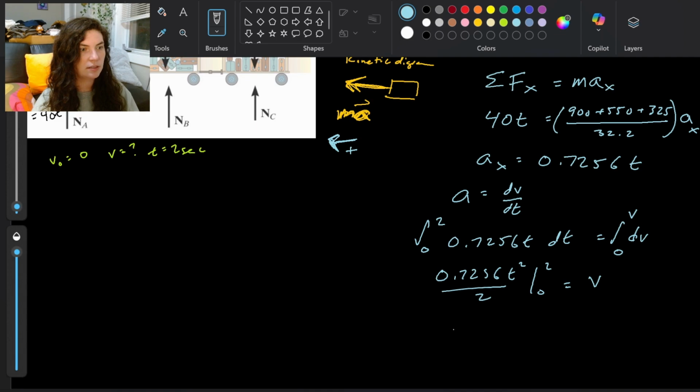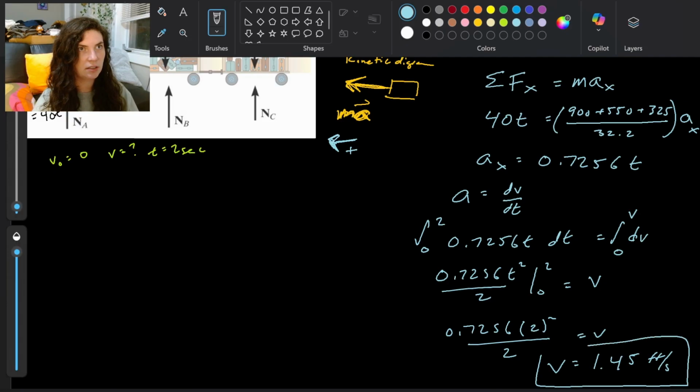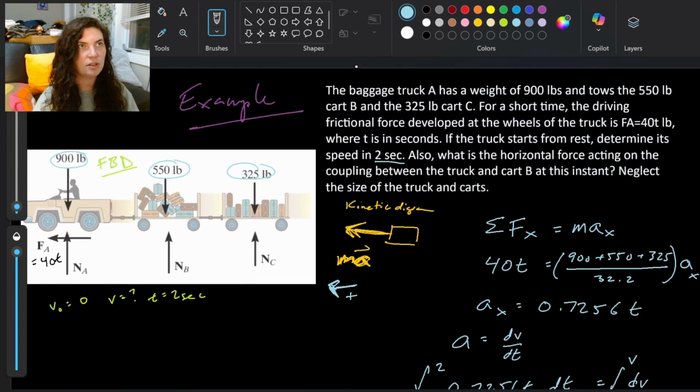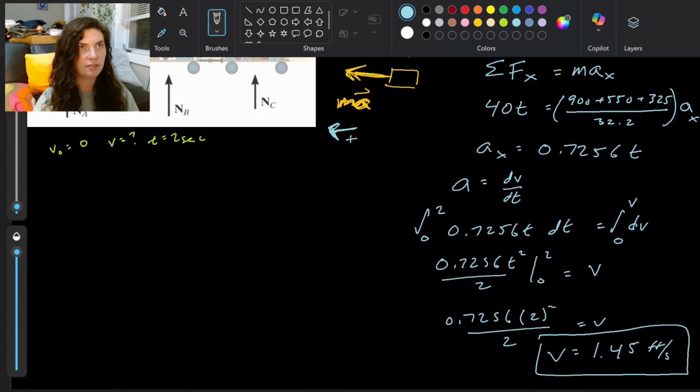So I get 0.7256 times 2 squared over 2 equals v. My velocity, or my speed at that time, is 1.45 feet per second. I punch that into the calculator. So that is our speed. That's our speed at 2 seconds, 1.45 feet per second.